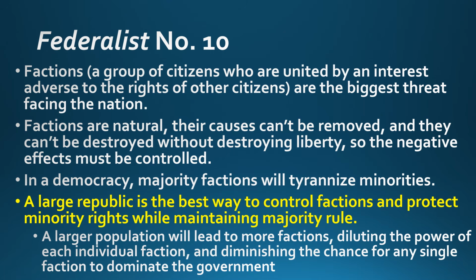James Madison here, writing Federalist 10, defines a faction as a group of citizens united by an interest adverse to the rights of other citizens. So meaning a group who didn't want what's best for the public, who was actually against the rights of other people. He said that that would be the biggest threat to the nation.